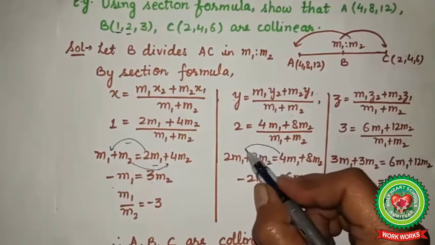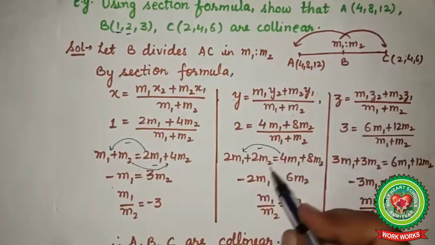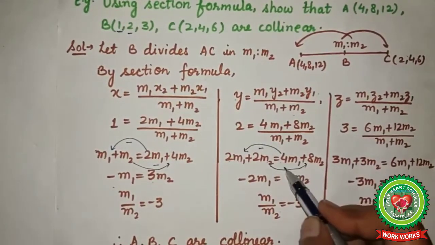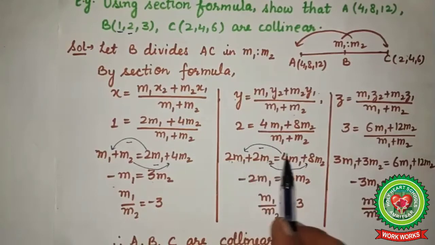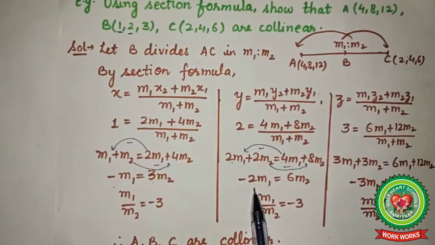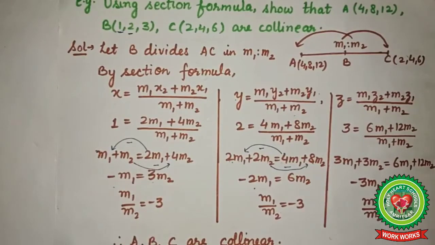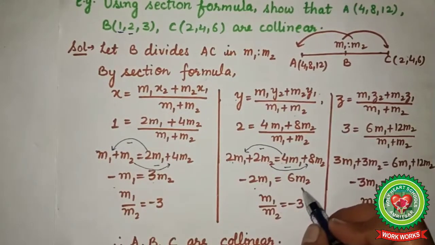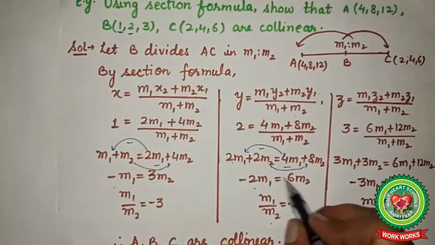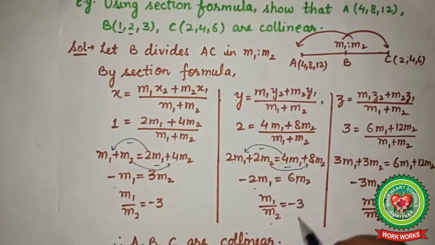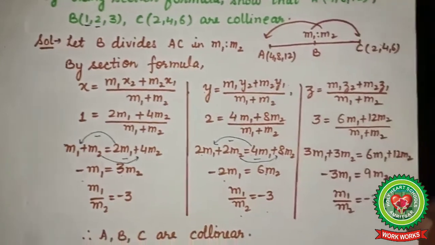Again shifting terms, the sign changes. So 2m1 minus 4m1 becomes minus 2m1, and here 8 minus 2 is 6m2. So when you find the ratio m1 upon m2, you get 6 upon minus 2. After cancelling, it is minus 3.